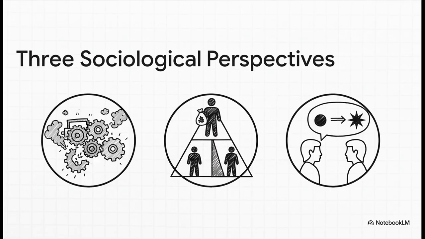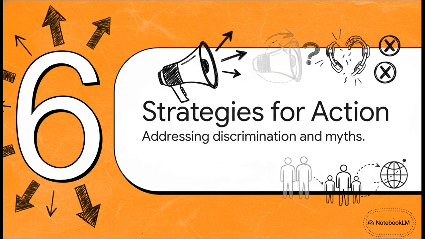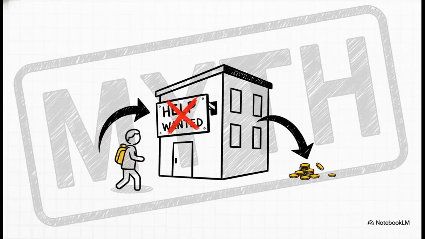It all comes back to this idea called the Thomas theorem. If people define situations as real, they are real in their consequences. In other words, our made-up beliefs have very, very real effects. Knowing the theories is one thing, but what can actually be done about it? So let's pivot and talk about some strategies for action and debunk a few persistent myths, especially when it comes to immigration.